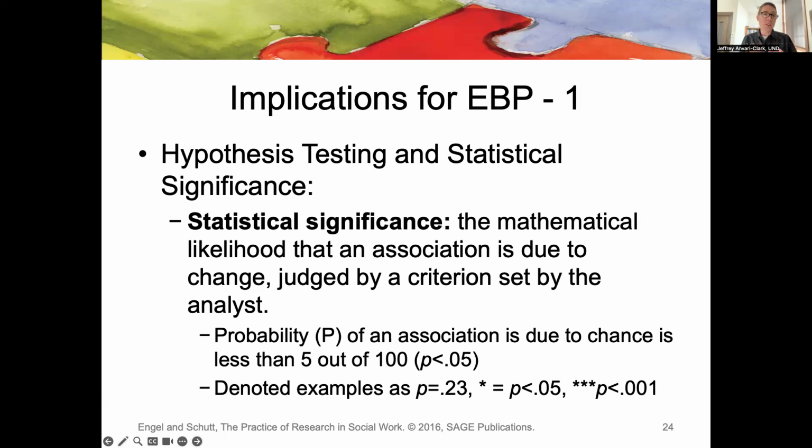And that's according to a set criteria. So oftentimes we will say the probability that an association is due to chance is less than 5 out of 100, meaning, okay, there's a 95% chance here that what I found is actually due to the relationship and not something that's just random.